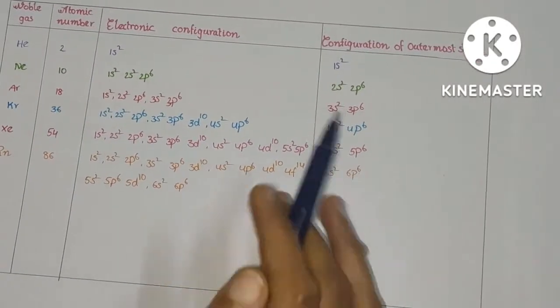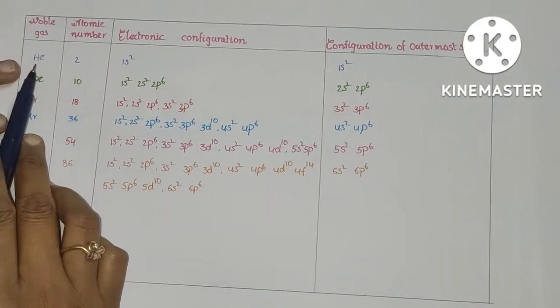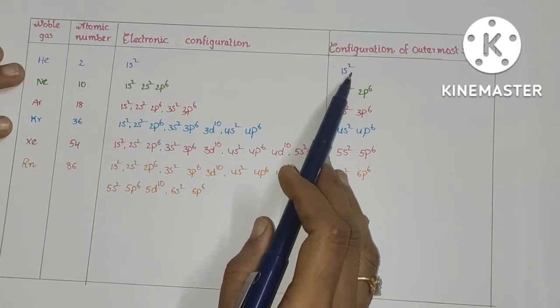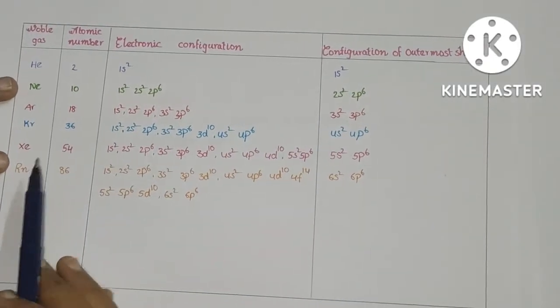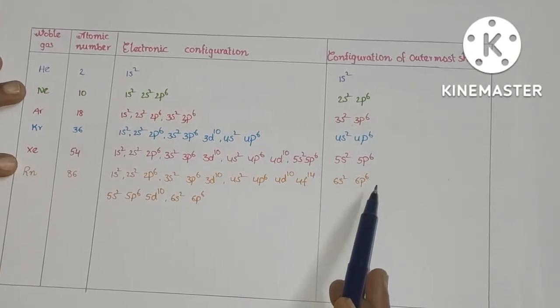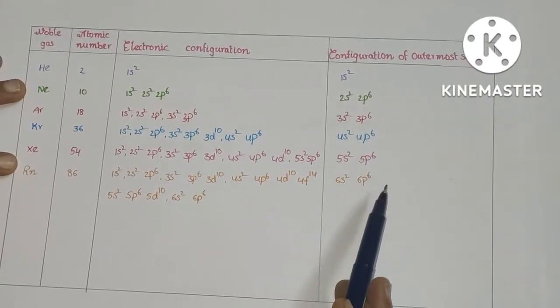Generally, the noble gas elements have 8 electrons in their outermost shells. Let us see here, in helium only there are 2 electrons in the outermost shell. The remaining noble gas elements have 8 electrons in their outermost shells. That means there are completely filled electrons in their outermost shells.